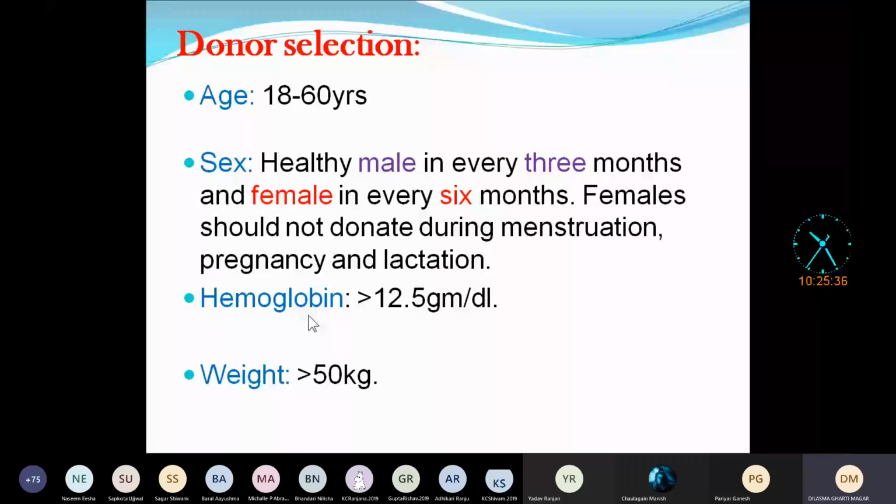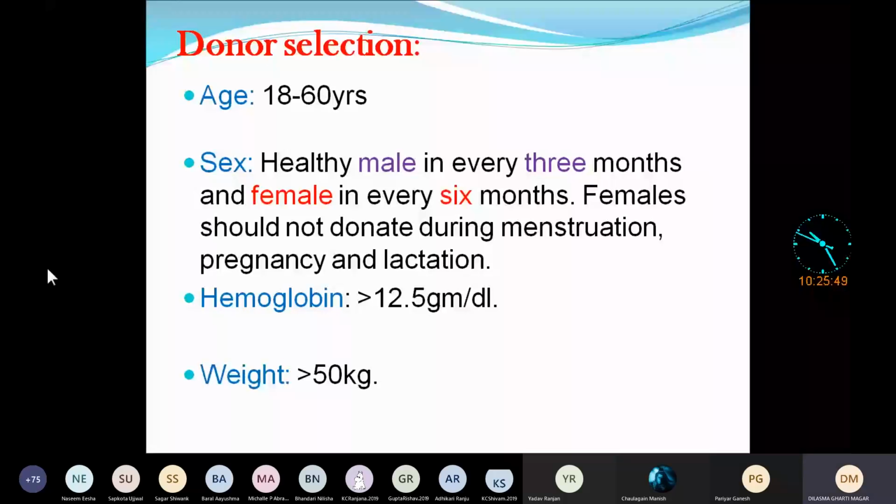So here, if the hemoglobin is less, why are we not taking blood? Did you understand here? Because we are giving this blood to a person who is sick and who is not having proper hemoglobin, isn't it? So to the sick person only we will donate the blood. That's why the hemoglobin has to be more than 12.5 gram per deciliter.